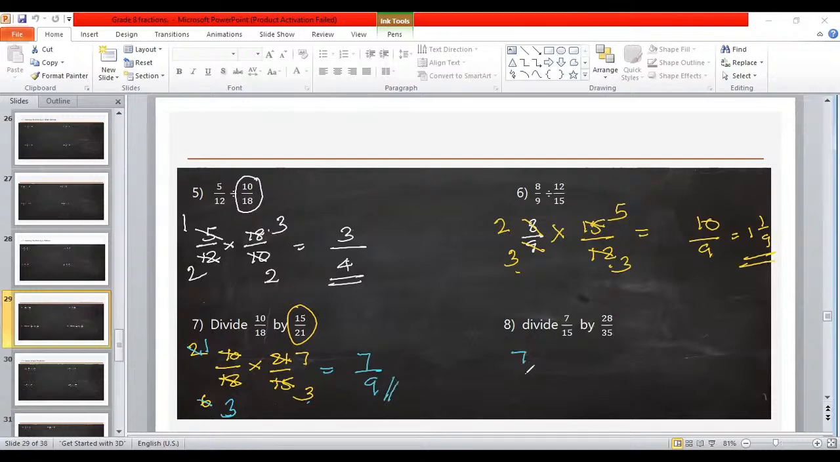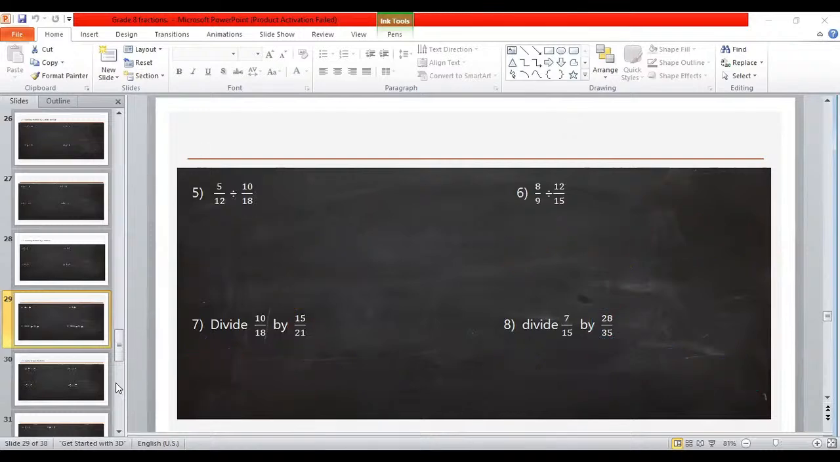Here 7 over 15 into 35 over 20. When we are writing into upside down, you can change, right? By means division, into means multiplication. Then change upside down and write here, right? Then 28 coming below the line. How many 7's? 1. How many 7's? 4. How many 5's are here? 3. How many 5's are here? 7. Any more can we simplify? No. 1 times 7, 7. 3 times 4, 12. 7 over 12 is the answer here.